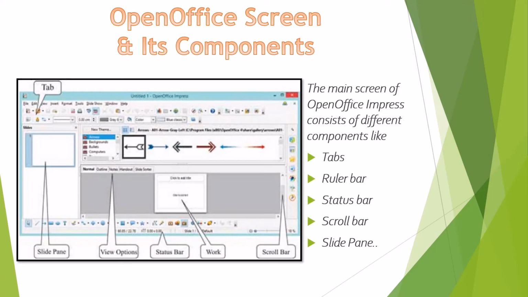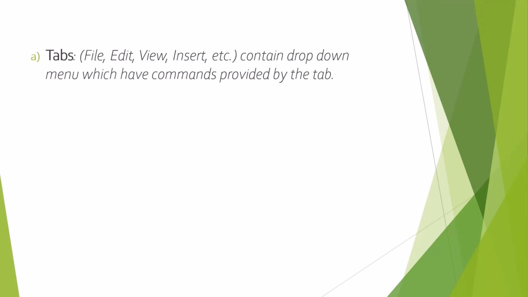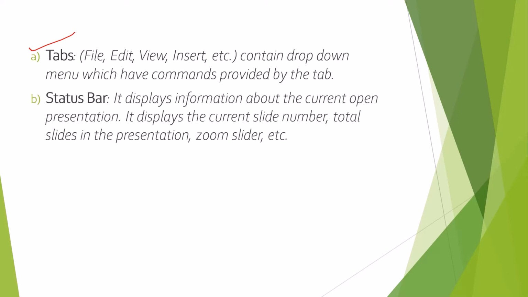So let us talk about the components of the main screen of OpenOffice Impress. These are tabs, ruler bar, status bar, scroll bar and slide pane. First of all, let us discuss about these in brief. Tabs. Tabs are like file, edit, view, insert. All these are tabs and they contain drop-down menu which have commands provided by the tab. Next is status bar. So basically it displays the status of the current presentation. Means the information about the current open presentation like current slide number, total slides in the presentation, etc.